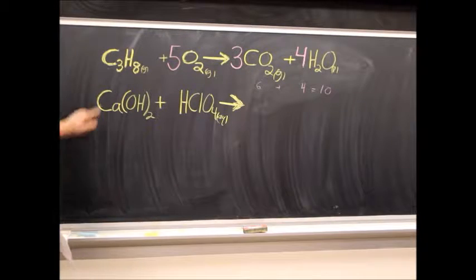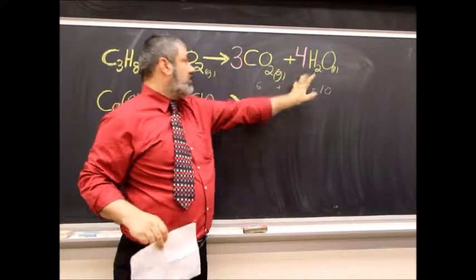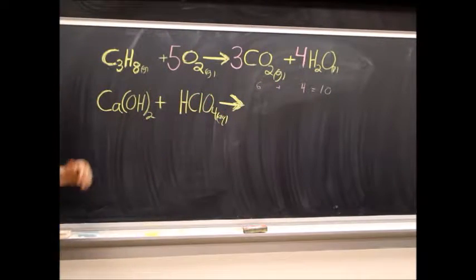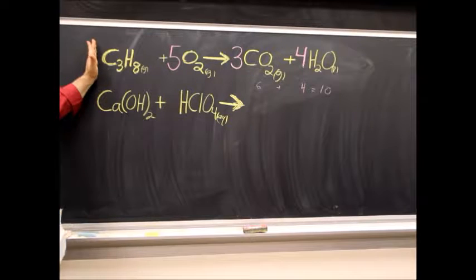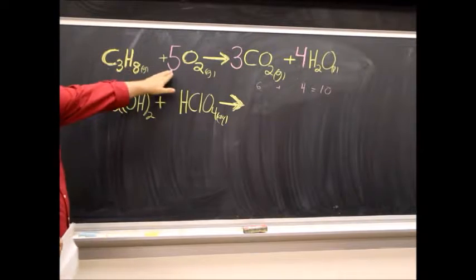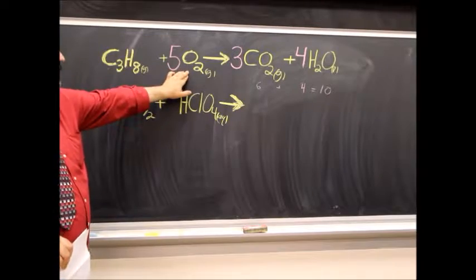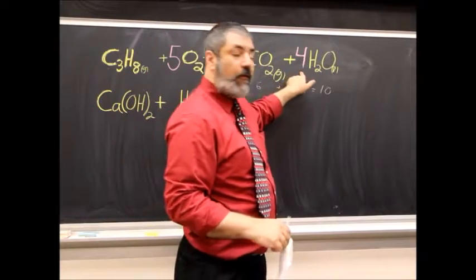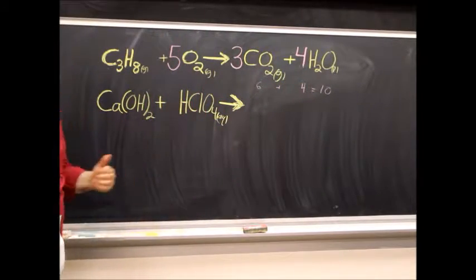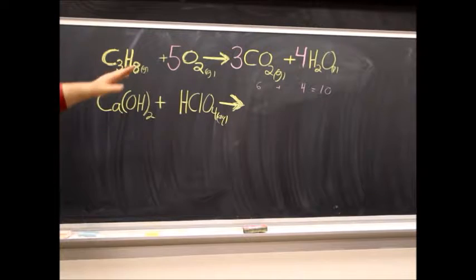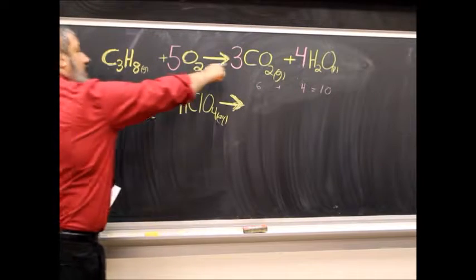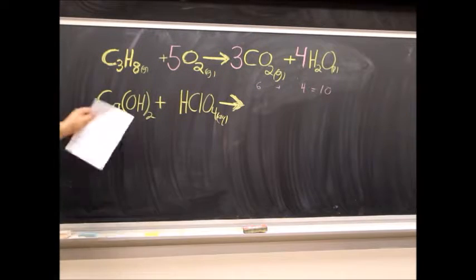This gives me a balanced chemical equation. Carbon, 3 carbons, 3 carbons, 8 hydrogens, 8 hydrogens, and now 10 oxygens, 10 oxygens. I would read this as 1 mole of C3H8 reacts with 5 moles of O2, produces 3 moles of CO2, and 4 moles of H2O, of water. So we have our products, we balanced it, and now on to the next one. This was a combustion reaction, burning a hydrocarbon.